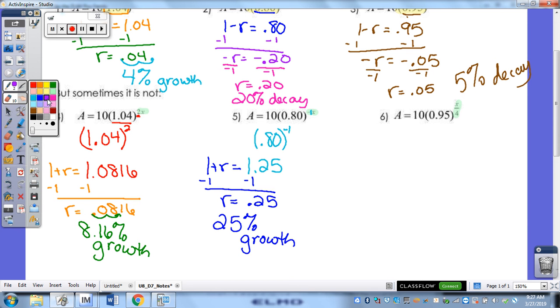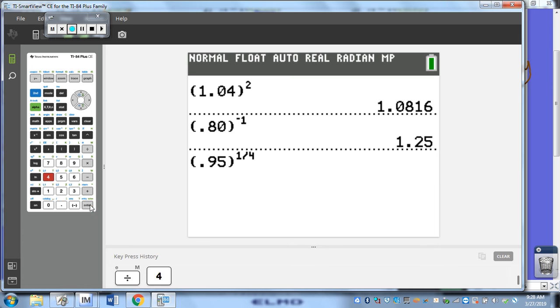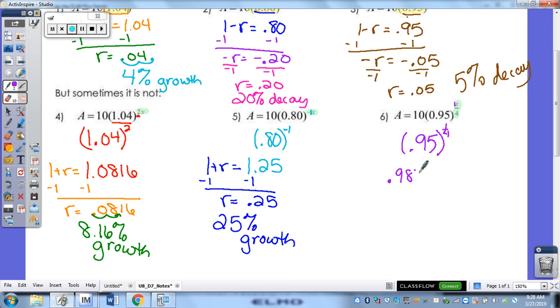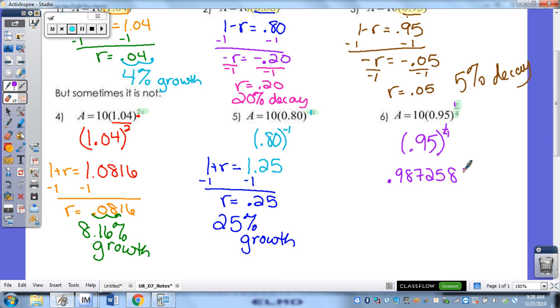So for number 6 there, we have x over 4. So what we need to do for that one is it's really 1x over 4, which would be 1/4 x. So we got to do the 0.95 to the 1/4 power. So again, I took everything away from the x. I took the 1 and the 4 away from the x. So my exponent would just be x. 0.95 to the 1/4 power gives us 0.98725. So that's our new base.